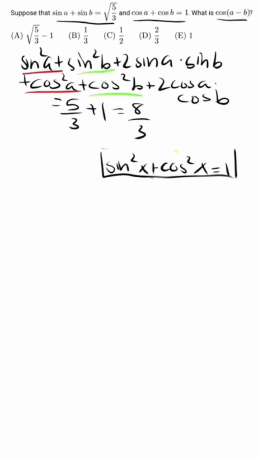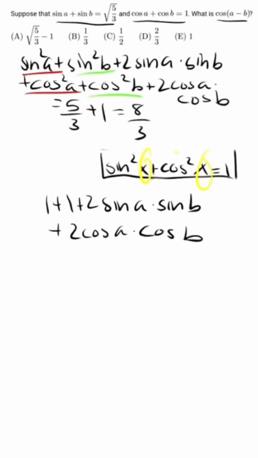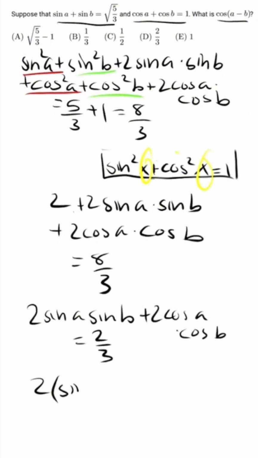Anyway, back to what we originally got. Notice anything? It contains sine squared A plus cosine squared A, and sine squared B plus cosine squared B, which according to the identity equals 2. Plugging this in, we get 2 plus 2 sine A sine B plus 2 cosine A cosine B equals 8/3. Subtracting 2 gives us all of that equals 2/3.